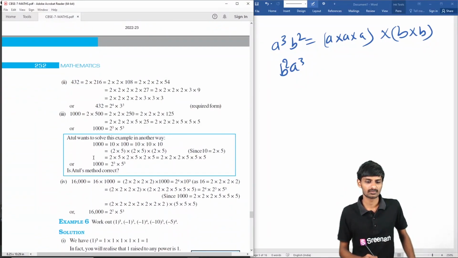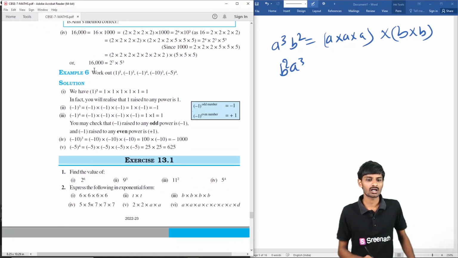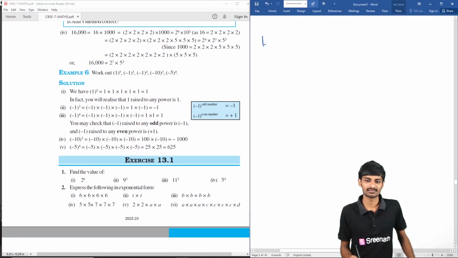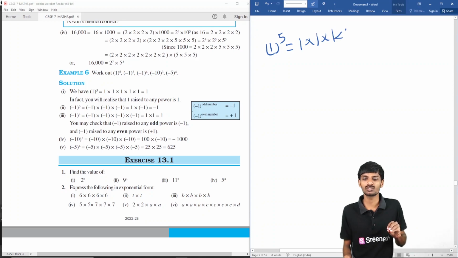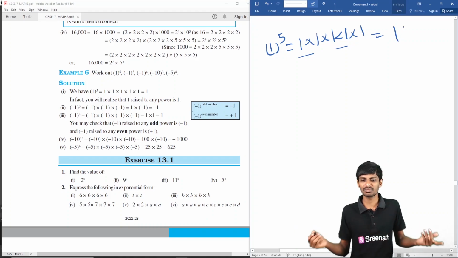Next, we will work out example 6. So there is 1 power 5. How to answer it? Any power 5 means we have to multiply it 5 times. 1 into 1 into 1 into 1 into 1, 5 times. So 1 into 1 is 1. 1 into 1 is 1. 1 into 1 is 1. So it is simply 1 no.